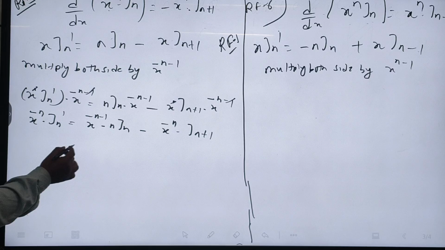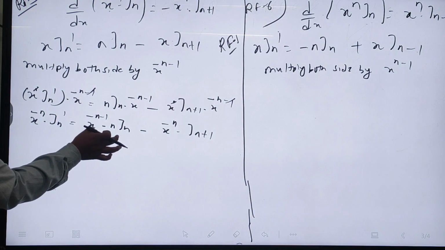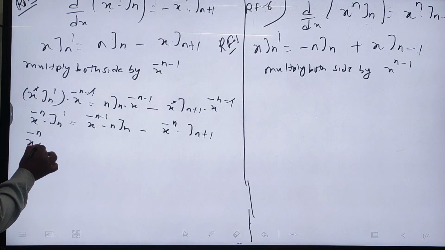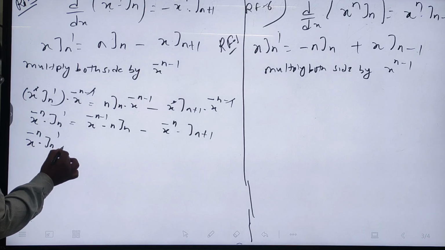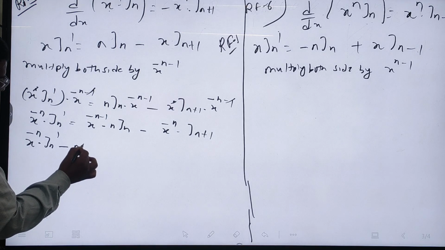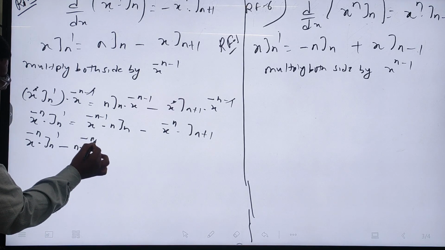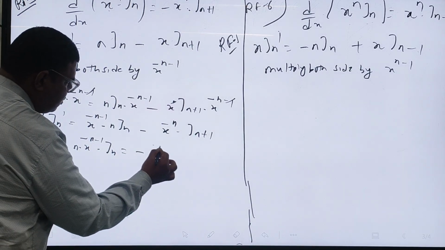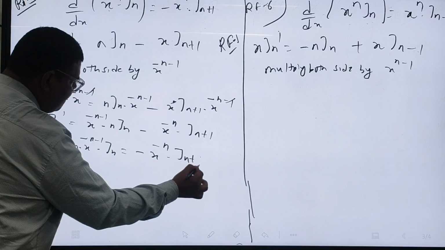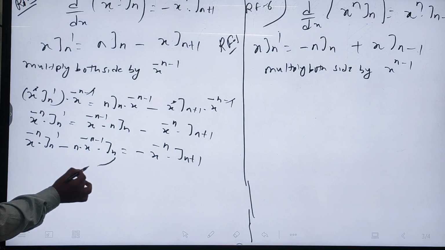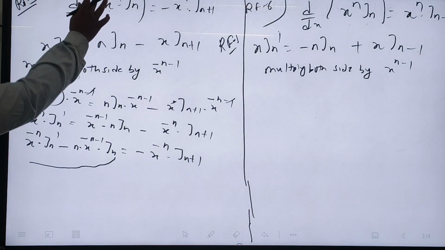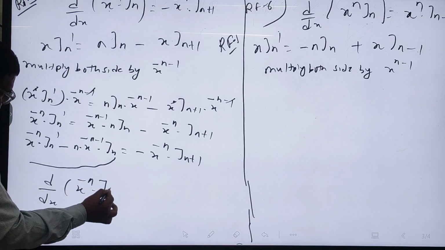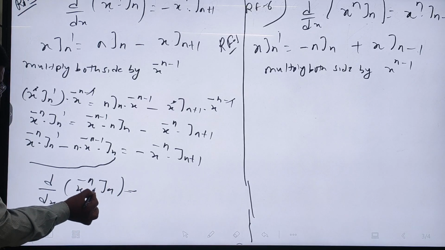So what I can do here is transfer the first term of the right hand side to the left hand side: x^(-n) Jn' - n x^(-n-1) Jn = -x^(-n) Jn+1. So what is this? This is the differentiation with respect to x of x^(-n) Jn.